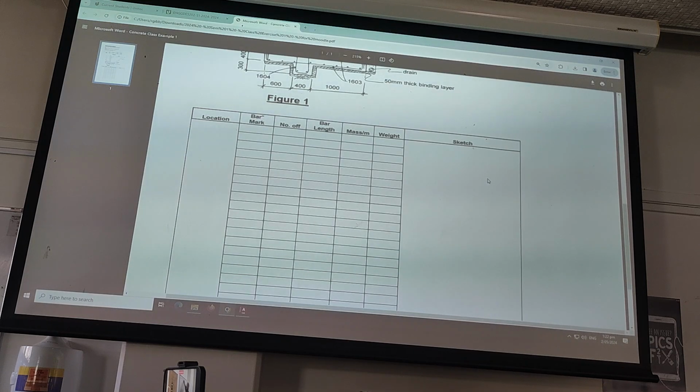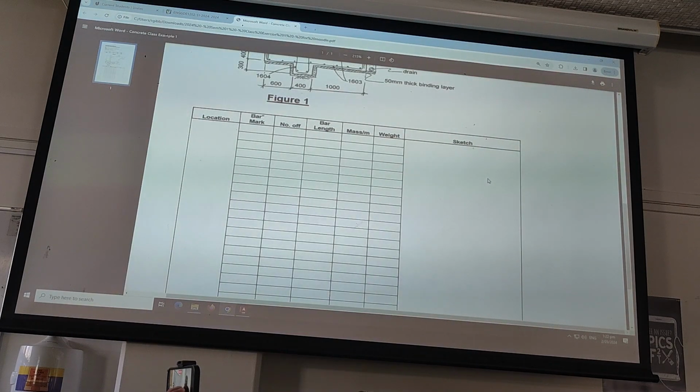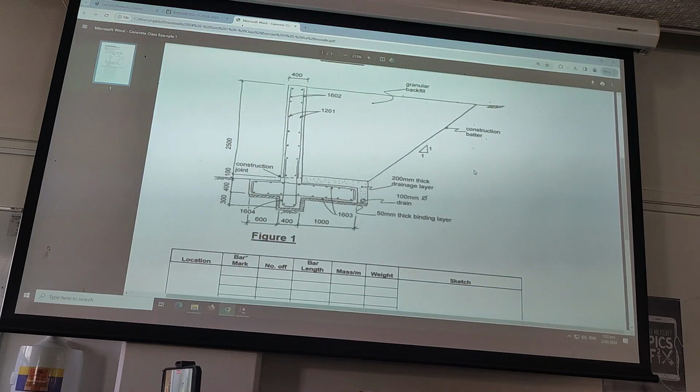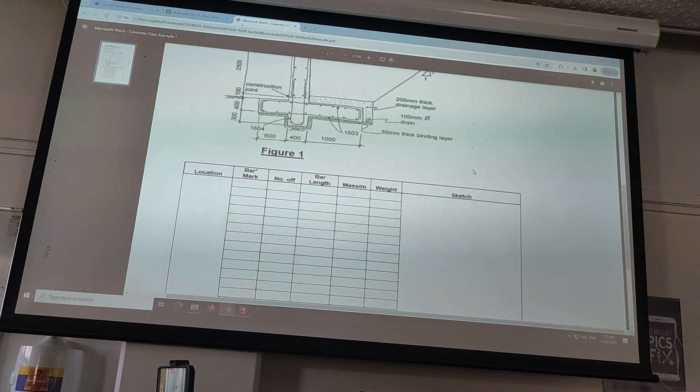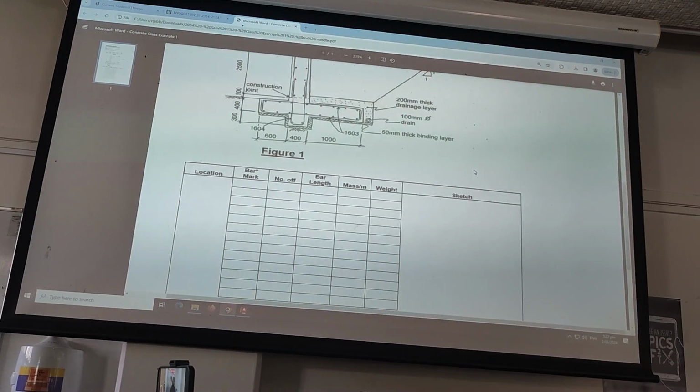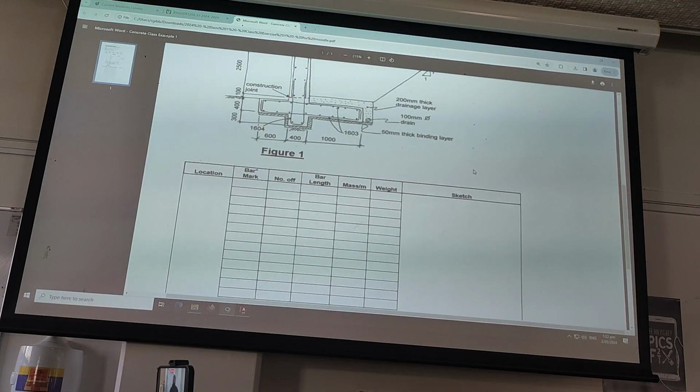So the idea is to try and figure out the total weight of the reinforcing, which will give you an idea of what the cost is going to be in terms of ordering the reinforcing bar. So the bar length, we've got that at 2450, right? Now, because we're looking at mass per metre, we're going to have to do this in terms of metres, so that's 2.450.